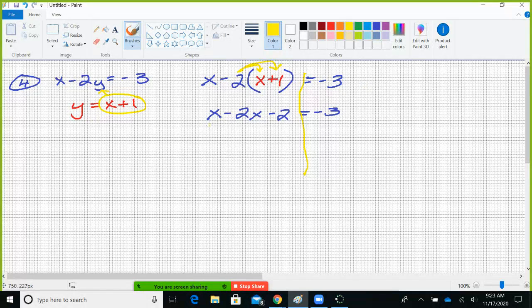Okay, combine our like terms. So we have an x and a negative 2x. So that gives us positive x minus 2x is negative 1x minus 2 equals negative 3. Zach, what do I do now?